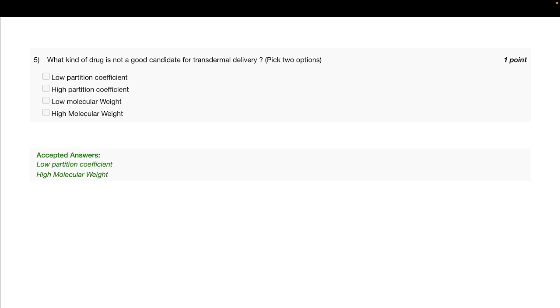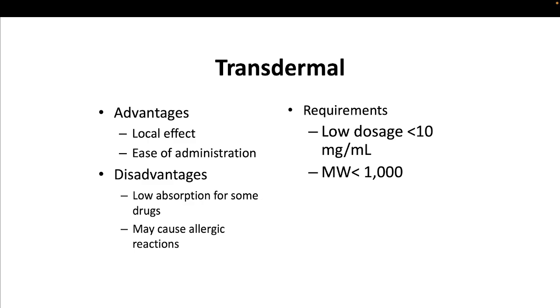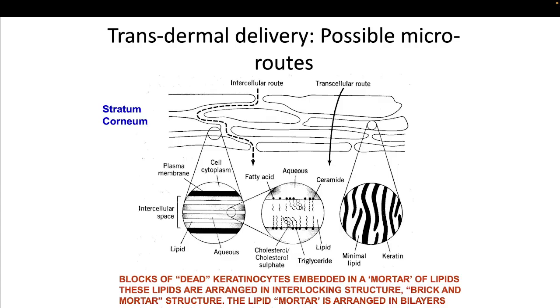Okay, let's look at the answer. Yeah, you're correct. The right answer is low partition coefficient and high molecular weight. So for transdermal delivery, as I said, this is what your drug has to go through if it's given through the transdermal route. So you see, you have a lot of lipid layer here, which is formed by the dead keratinocytes, that is the dead skin cells. So whenever you have a drug of a very high molecular weight, it will be difficult for the drug to pass through. Similarly, if you have a drug which has a low partition coefficient, meaning it's hydrophilic, it has more solubility in water phase compared to lipid phase.